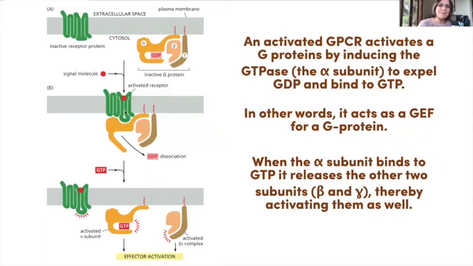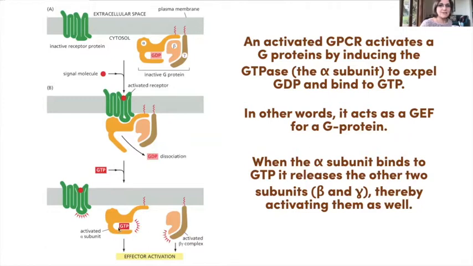So when the receptor binds to the ligand or signal, that triggers the recruitment or activation of the heterotrimeric G protein. And what it does is it triggers the GTPase subunit, the alpha subunit, to release its GDP, because it's in the inactive state at the beginning, and to bind GTP. And that turns it on.